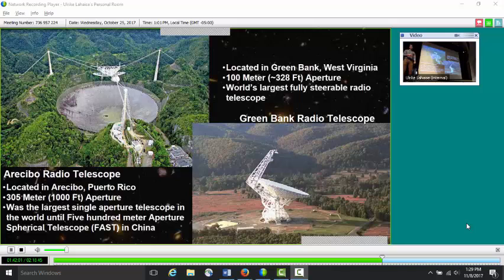That one's about 500 meters long, so it used to be the biggest one. That one's located in Puerto Rico. The telescope's fine. It got hit by some storms recently, but it's okay. It's fine. It's still going.